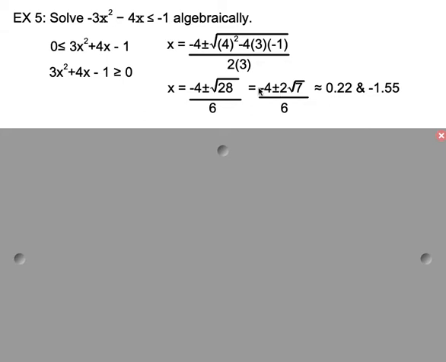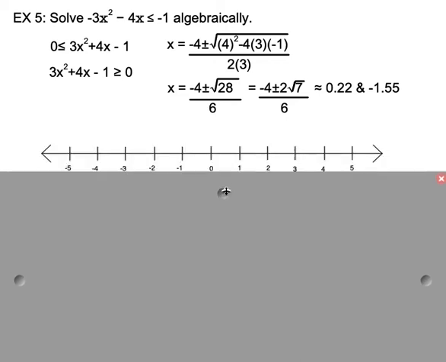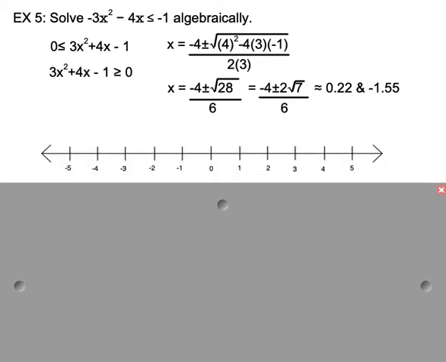Positive 0.22. You repeat the process and you get a -1.55. So those are the approximations that I'm going to put. If I wanted the exact answers, I would write those on there, but I just need to know approximately where they're at. So 0.22. Now this one did say equal to, so it's filled in. And -1.55. And just by using the decimal point, that gives me an approximate answer of where it's going to be.